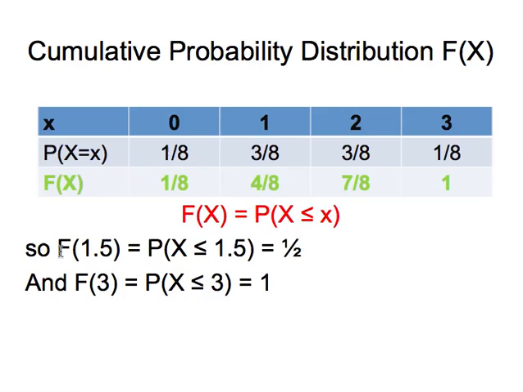So if we're asked to find F of 1.5, that means we need to find the probability that x is less than or equal to 1.5, which we found on the slide before to be a half. And if we're asked to find F of 3, that is, the probability that x is less than or equal to 3, that adds up to 1. We can easily see that from the table.